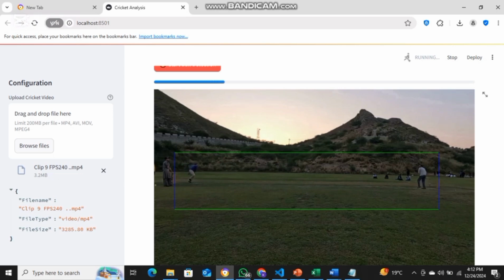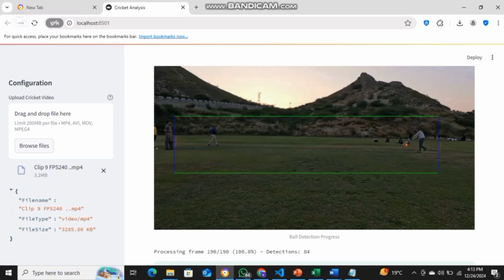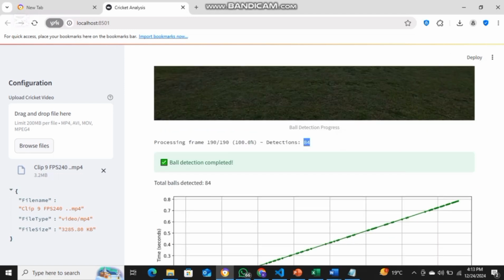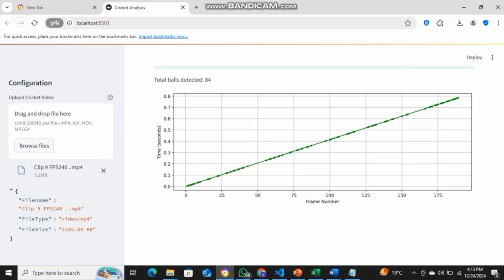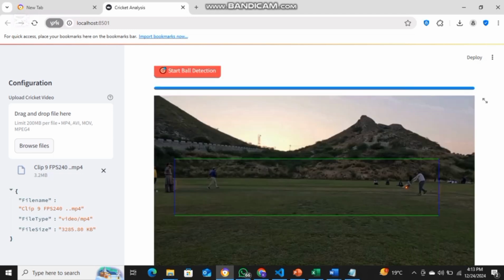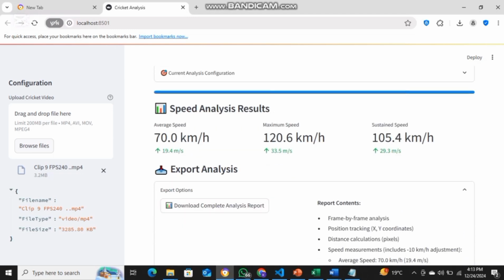This advanced system uses computer vision techniques, which is OpenCV, and including object detection YOLOv11, which is the latest version. We have obtained our model accuracy of 92.03%. So the ball is detected in 84 frames, and this is actually the graph showing ball detection with respect to time and their frame number.